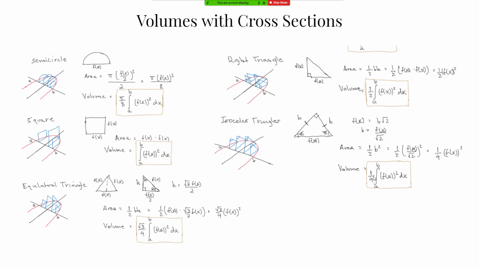And for isosceles right triangles where the function is the hypotenuse, it is 1/4. Usually they just say isosceles triangle without specifying it, so you could just assume that the function is the hypotenuse.